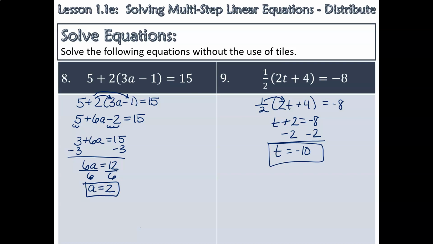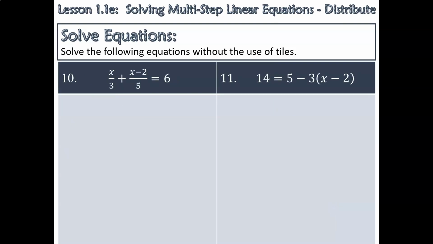All right. Let me see. We have 2 more to do in this part of 1.1. We're going to do this in 2 parts. We'll do word problems alone. So let's go to number 10. Wow, we got a lot going on here. So I have x over 3 plus x minus 2 over 5 equals 6.